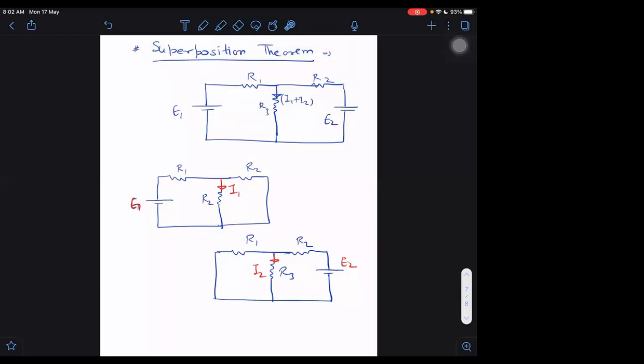So that means for one battery, when we are finding, we need to remove all the remaining batteries. Yes, one at a time. One at a time we will take. Okay.